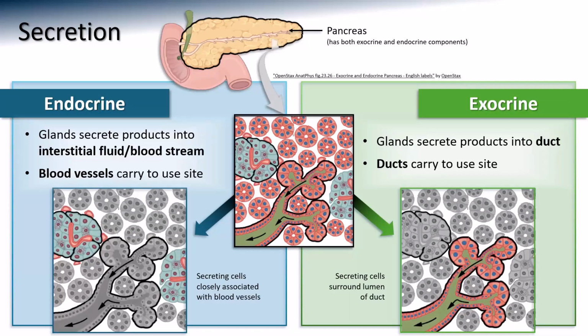Exocrine secretion forces its products into a duct, and then the duct carries those products to where they'll be used. Typically, we see endocrine secretion for things affected internally. Anything that is going to be used by an internal organ tends to be endocrine secretion. Products that are going to be used outside of the body, like saliva or sweat, are going to be exocrine secretions.